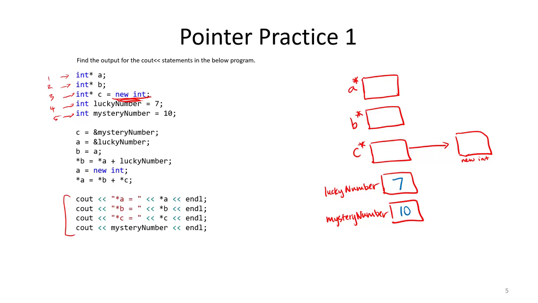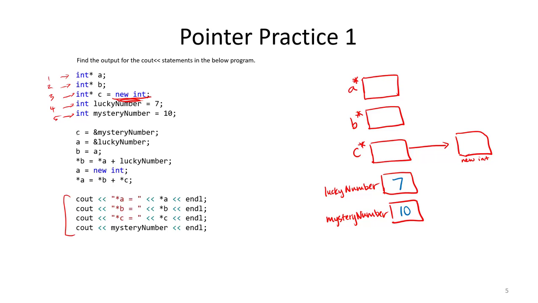So now we have all of our variables drawn out. And our next step is to read through this code line by line. And as we read through the code, we can update our pictures to keep track of what is happening. Once we've reached the end of the code, we'll be able to look at our picture and figure out what the outputs will be.